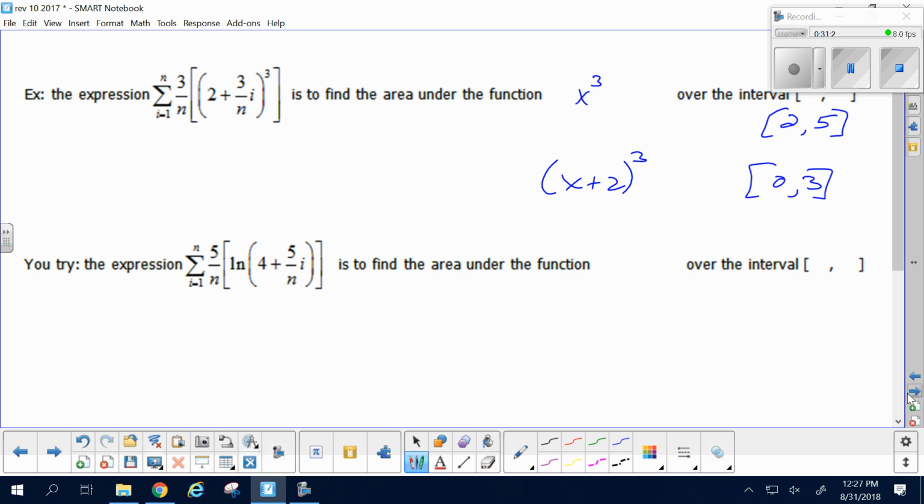Well, x cubed looks like this, and 2 to 5 would be this region, yeah? X plus 2, how is it shifted? Right or left? Left 2, and the region is? That's logical, it's the same, right?